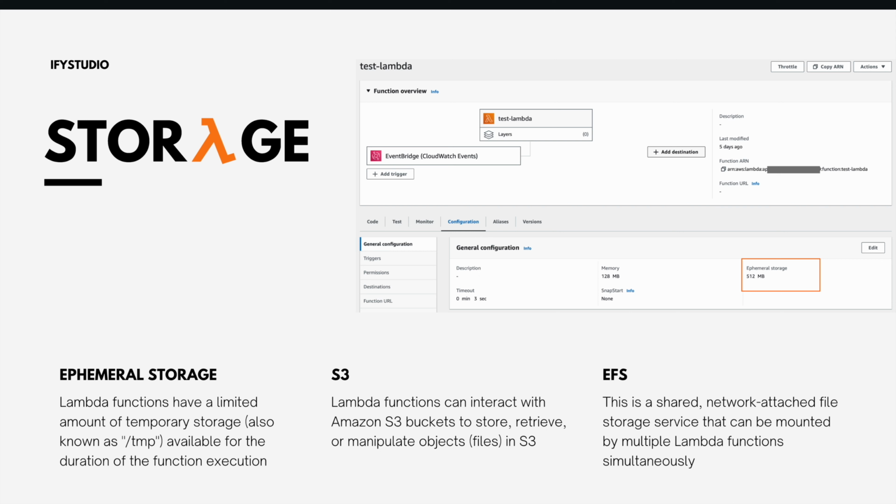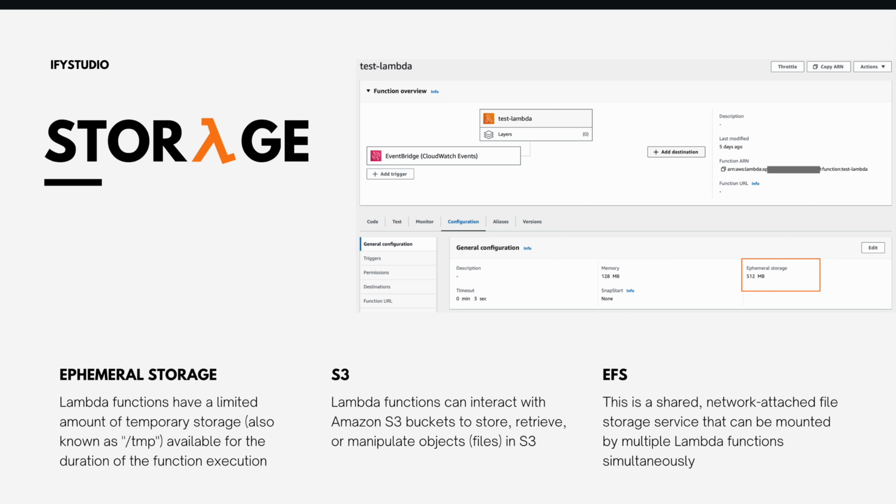Our second alternative is S3. Now S3 is the most common choice if someone is just exploring Lambda functions or just getting into the cloud. A Lambda function can interact with Amazon S3 buckets to store, retrieve, or manipulate object files in S3 using S3 APIs, Boto3 client, or other ways. I'm talking about Python. There could be many other ways if you are dealing with other toolkits or SDKs.